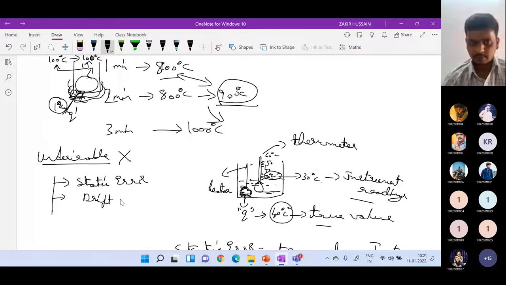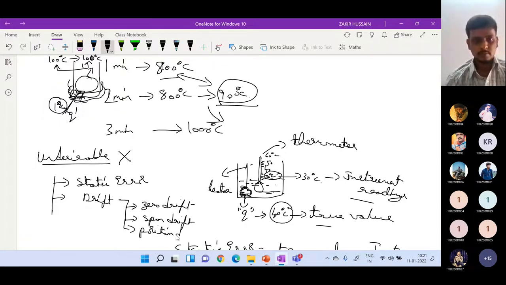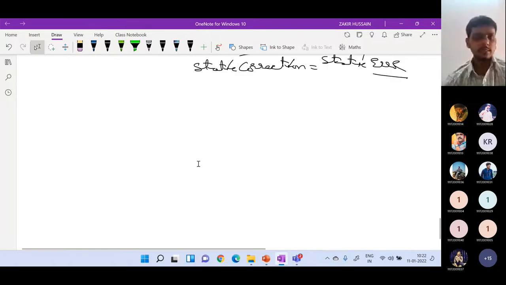Okay, there are three types of drift. One is zero drift. Next one is span drift. And the third one is position drift. Finally, I will explain the dead zone. Okay, first we'll see what a drift is.